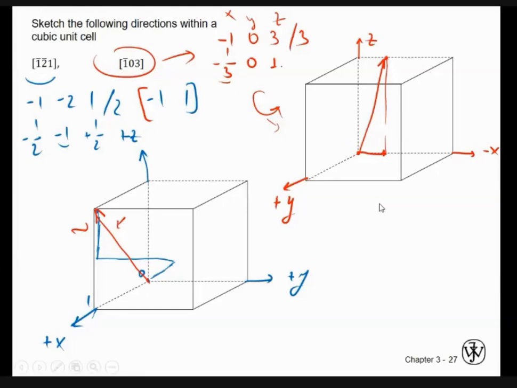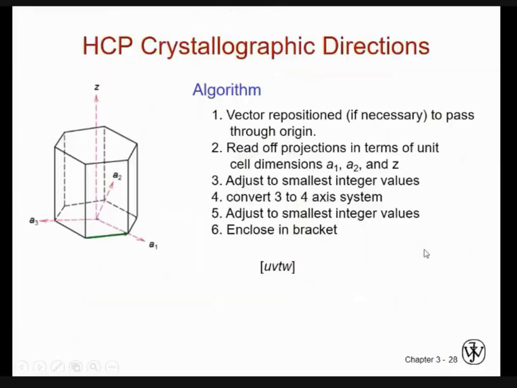Let's continue. So here we had cubic directions. First we had a picture of it and extracted some values, and in the second part we had values and we learned how to draw that direction. Now we are moving to hexagonal close-packed crystallographic directions. What's different over here?